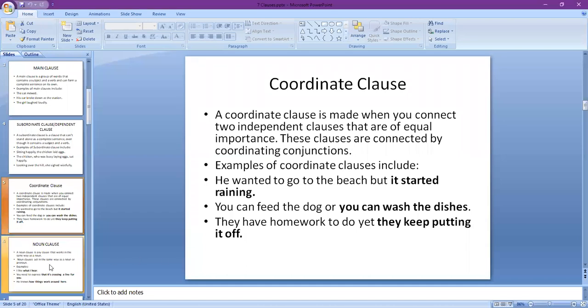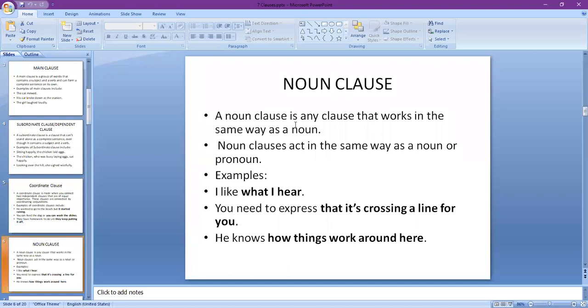Moving further, noun clause. A noun clause is any clause that works in the same way as a noun. जिस तरीके से noun काम करता है sentence में, उसी तरीके से noun clause भी काम करता है. A noun clause acts in the same way as a noun or a pronoun. I like what I hear.